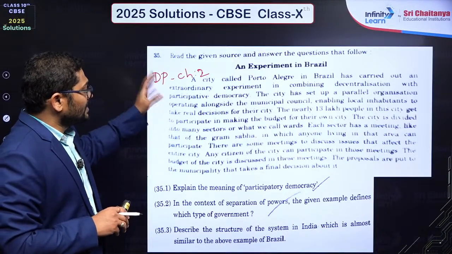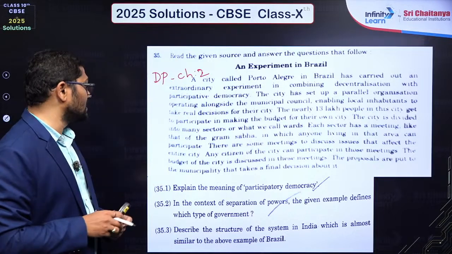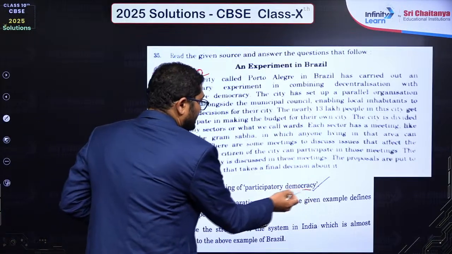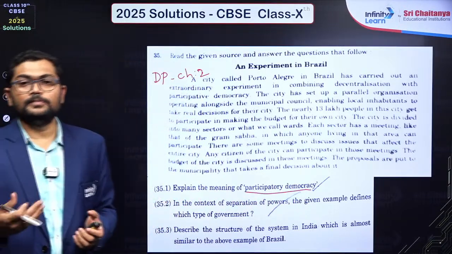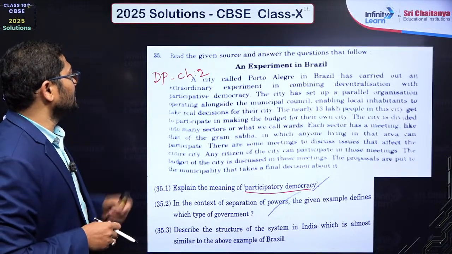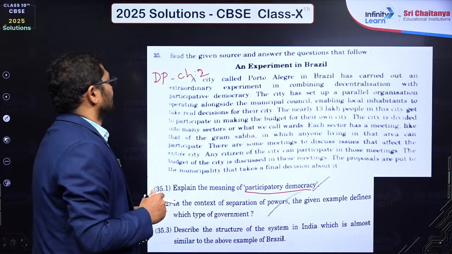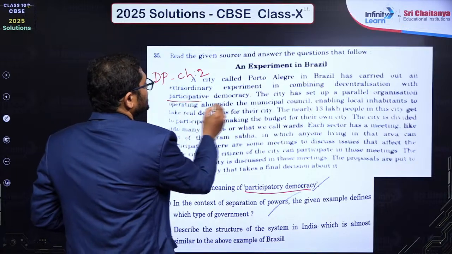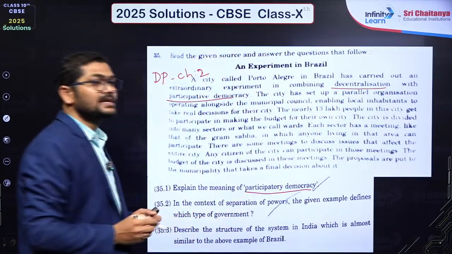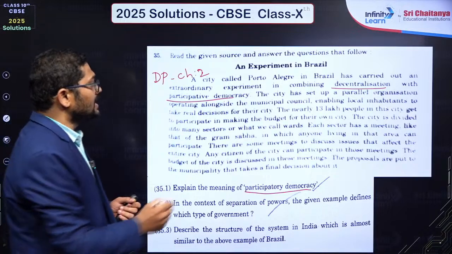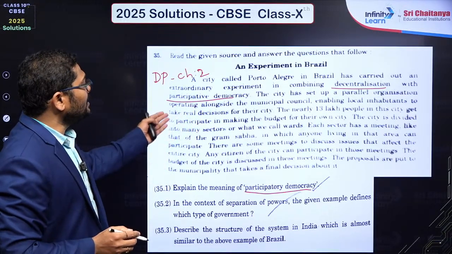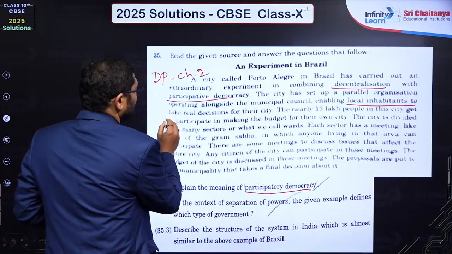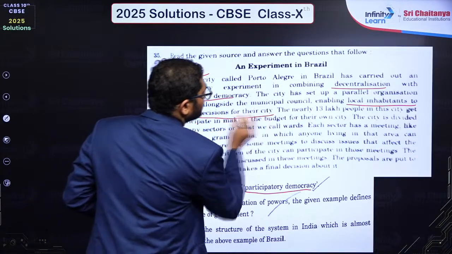From Federalism, the source has been given, and if you see the questions that follow, 35.1, explain the meaning of participatory democracy. So what do you mean by participatory democracy? You can see in the third or fourth line, an extraordinary experiment in combining decentralization with participative democracy. So they combined the topics of decentralization and participative democracy. The city has set up a parallel organization operating alongside the municipal council, enabling local inhabitants to take real decisions for their city.